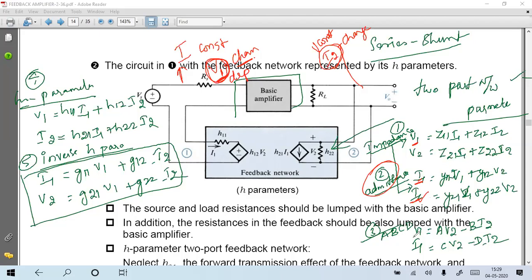Third, ABCD, you see. Input side V1 is dependent, output side current is dependent. So input side V1 is dependent, and the output side is... V1 and I1, both come from the input side. Both change on the input side. So this parameter also we will not consider.